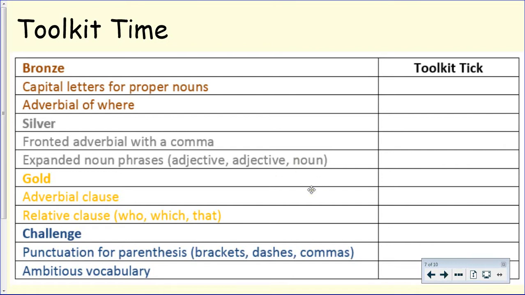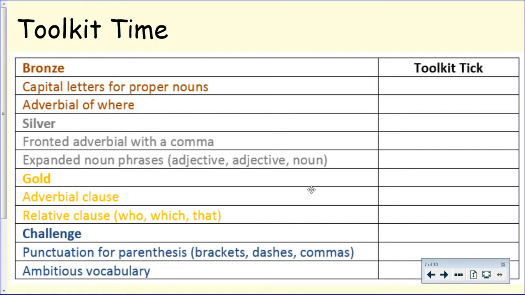Gold is the adverbial clauses. So remember, a clause is a group of words with a verb in it. So we're going to look for a group of words with a verb in it that says where, when or how for the adverbial clause. A relative clause, I'm going to do one today to make sure I get that in. So that starts with a relative pronoun, who, which or that. They're the easiest ones to remember.